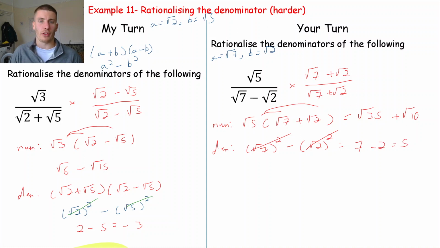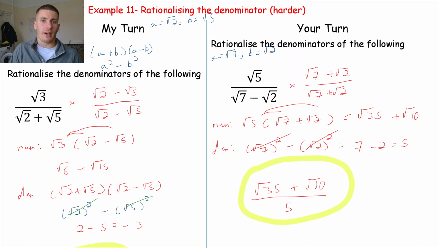So overall, the numerator was root 35 plus root 10 over 7 take away 2, which is 5, and that is simply your answer, because again you can't break down root 35 or root 10 any further. That is your answer. You've rationalized the denominator. You can see there is no surd on the bottom. Okay, excellent. I think that is it for this video.